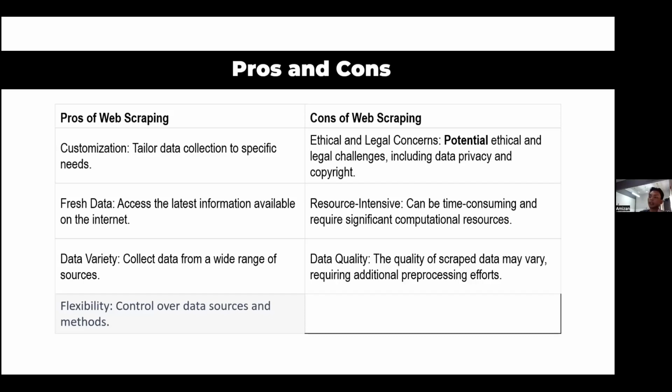Okay, and then data quality and resource intensity. Sometimes it can be time consuming and require significant computational resources. For example, if you apply data mining, which is like a higher level of data scraping, you need to have a very strong machine to work on. And then lastly, data quality. Sometimes the quality of scraped data may vary, so it requires extra attention. For example, when Dr. AJ extracted data from the UPI websites, you will see that the extracted data contains some unnecessary information, for example the numbers, the metadata, some things that you might not need.